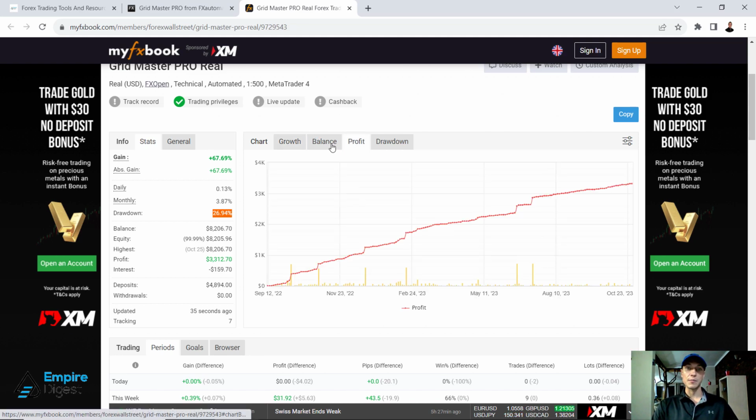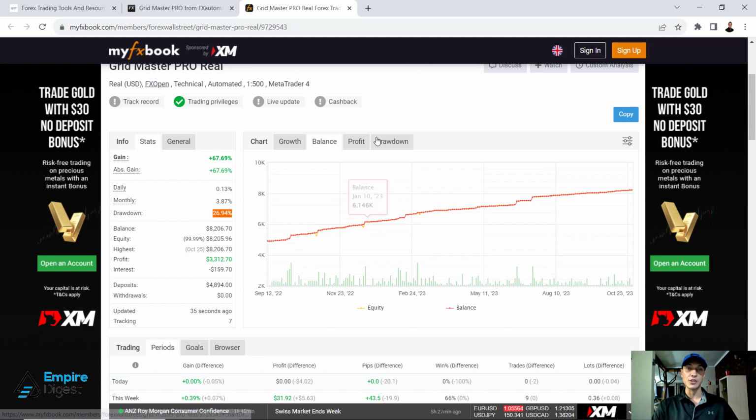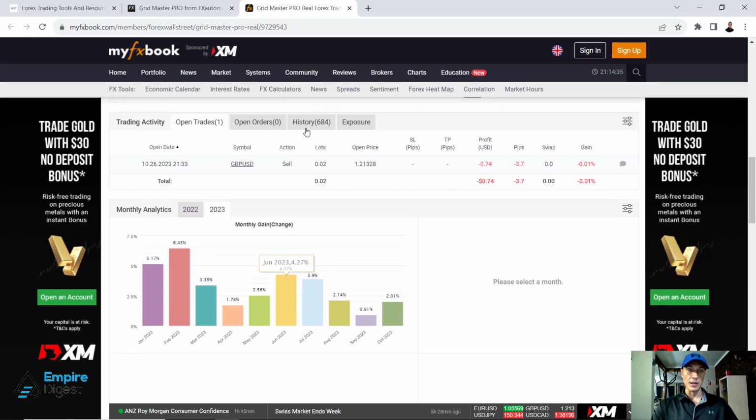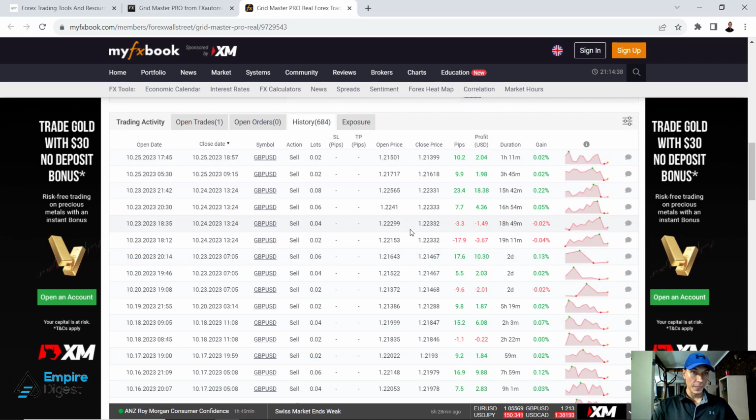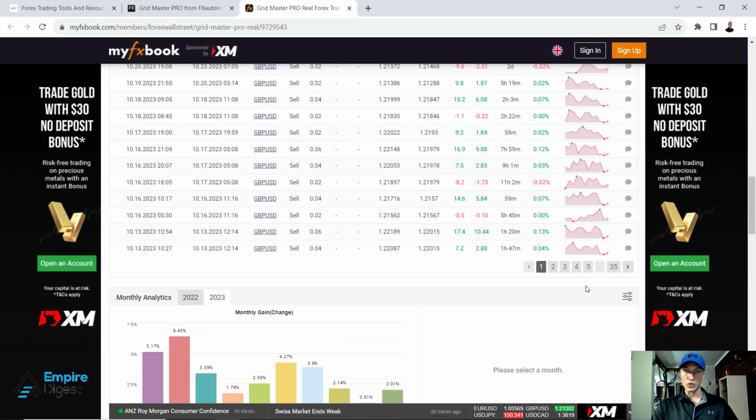Then, okay, profit balance doesn't really mean anything to me. On the balance, if they've made any withdrawals, you would have seen the withdrawals right here. In this case, they've made $4,894 worth of deposits, and these little jumps right here. So let's quickly have a look. I want to see if they've made a deposit in this time period, October 11 and 12, the year 2022. So let's go to history, October 11 and 12, 2022.